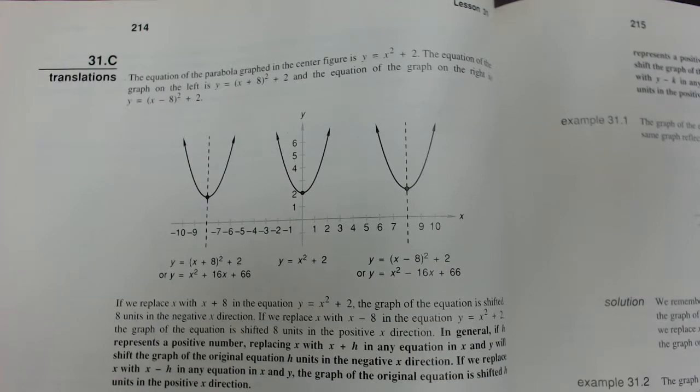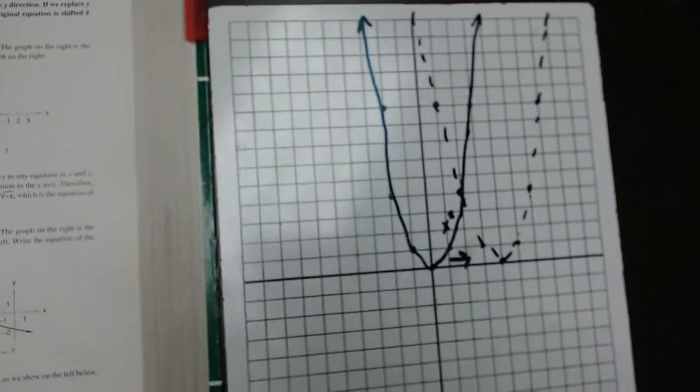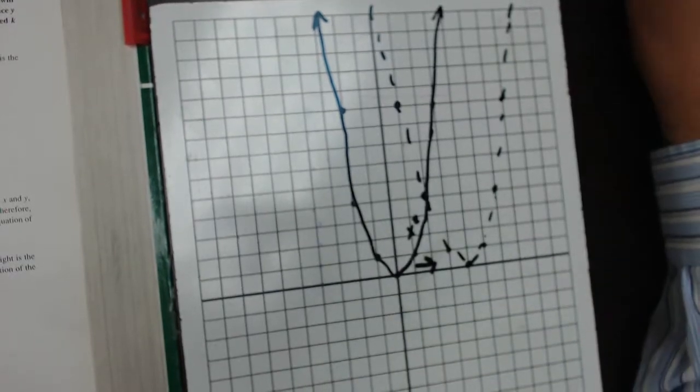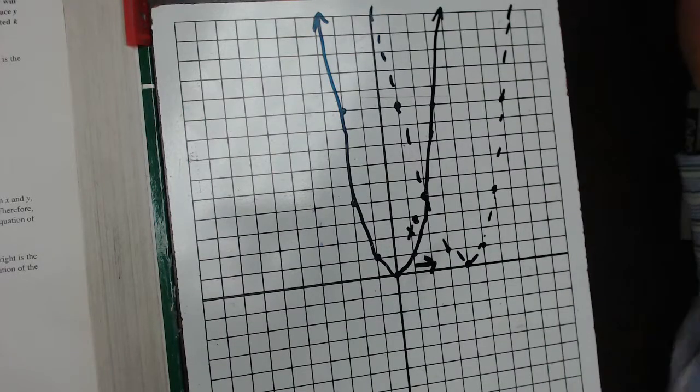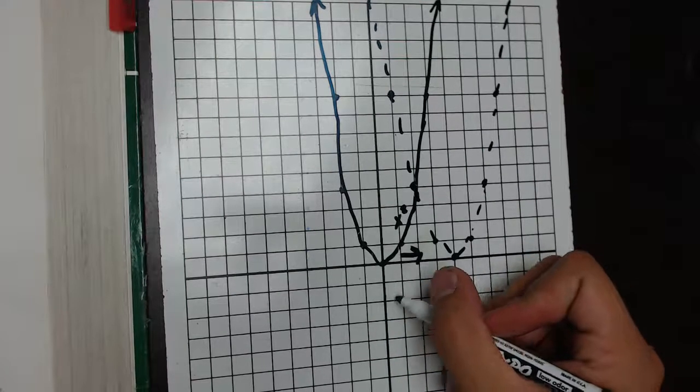For example, here on my example, I have the graph of x squared. And let's say I want to move that graph of x squared exactly 4 spaces to the right. I can use a translation to do that. Now the question is, how do I get that graph to go 4 spaces to the right? The key is writing it out in equation form.